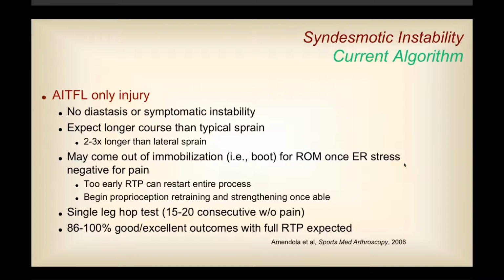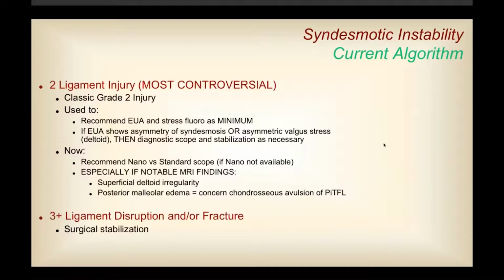Bob has talked routinely about the single limb hop test as a great functional stress to be able to see whether these athletes are ready to start to progress with their return. And with these AITFL only injuries, Amendola demonstrated how an 86 to 100% excellent or good outcome can be expected when it's this isolated AITFL only injury. Going down to the very last one there, certainly the 3+ ligamentous and/or fracture injuries that Marty discussed, those are surgical stabilizations in every case.